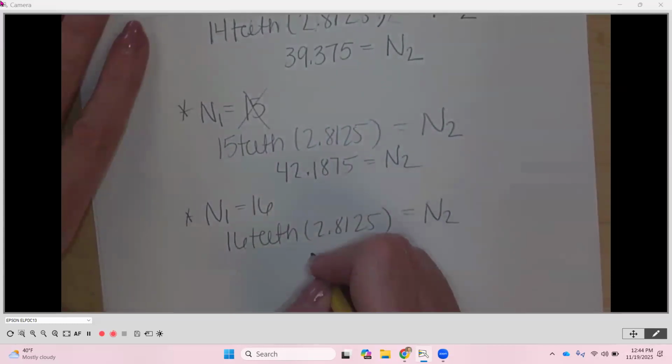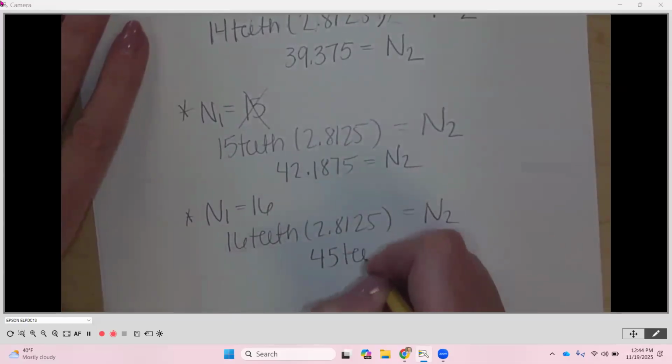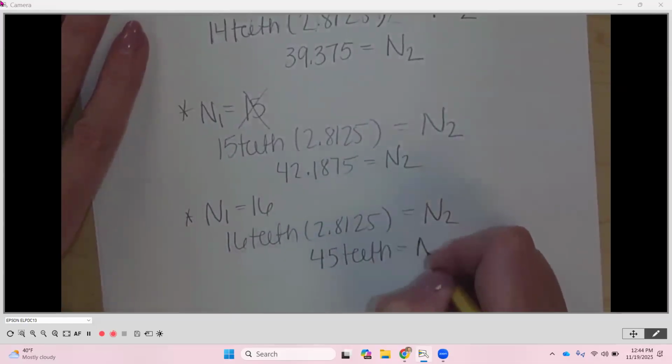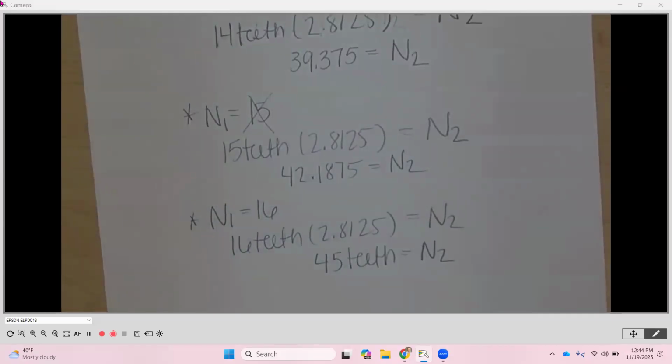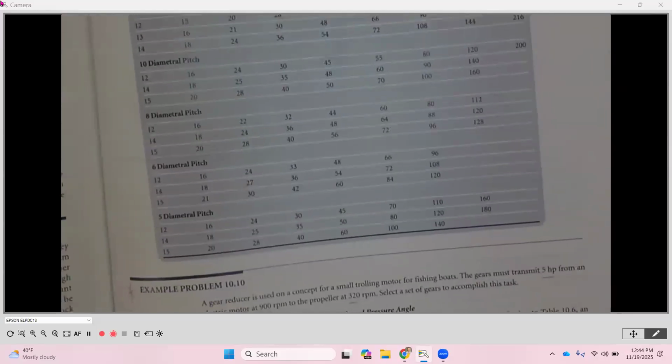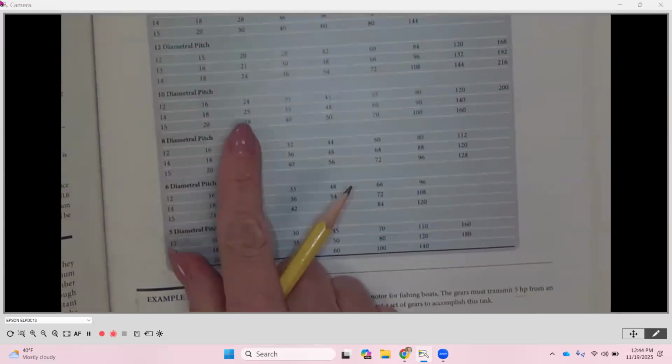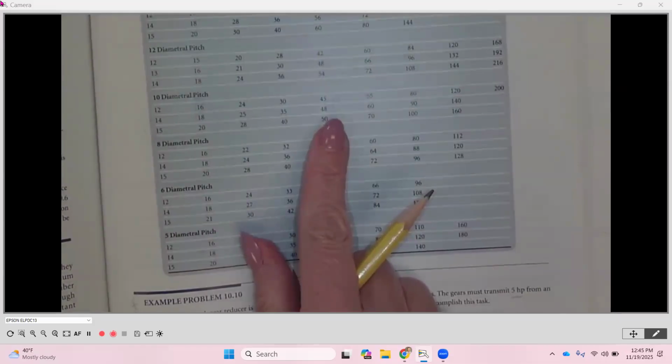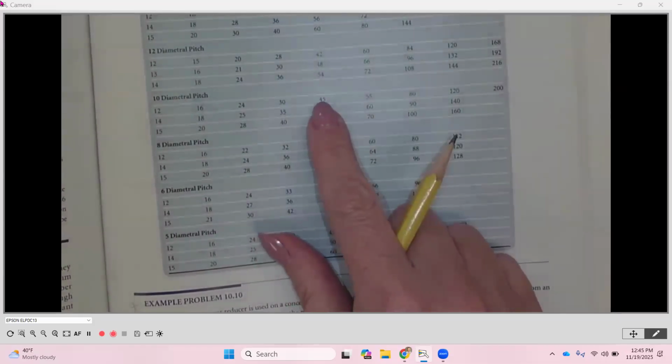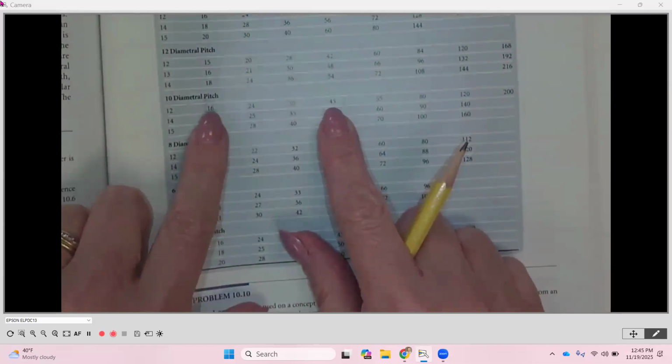Oh, look at that. We get 45 teeth is equal to N2. This is something that we want to pursue. So it's a whole number and it's 45. And then we have to look, is 45 available as a diametral pitch of 10? It is. So 16 and 45 are going to be a good pair for us.